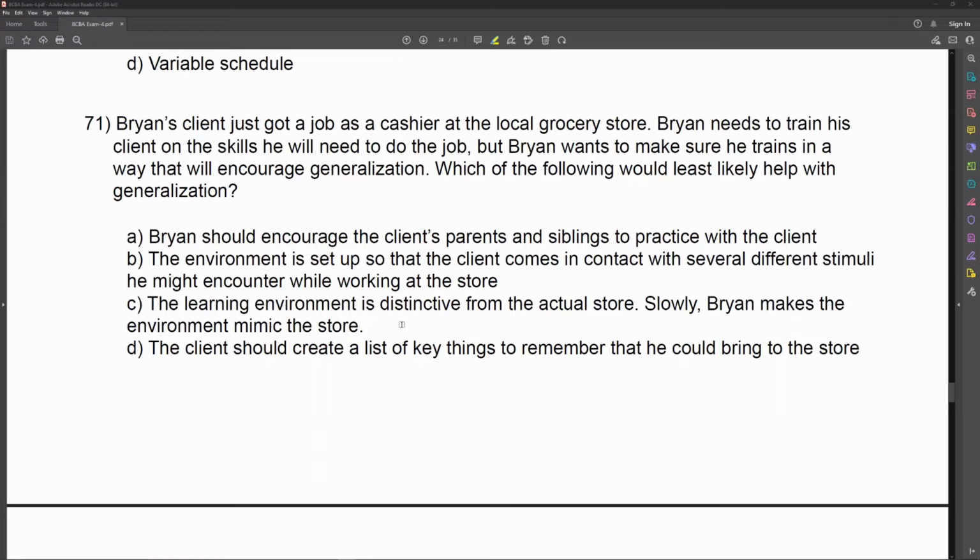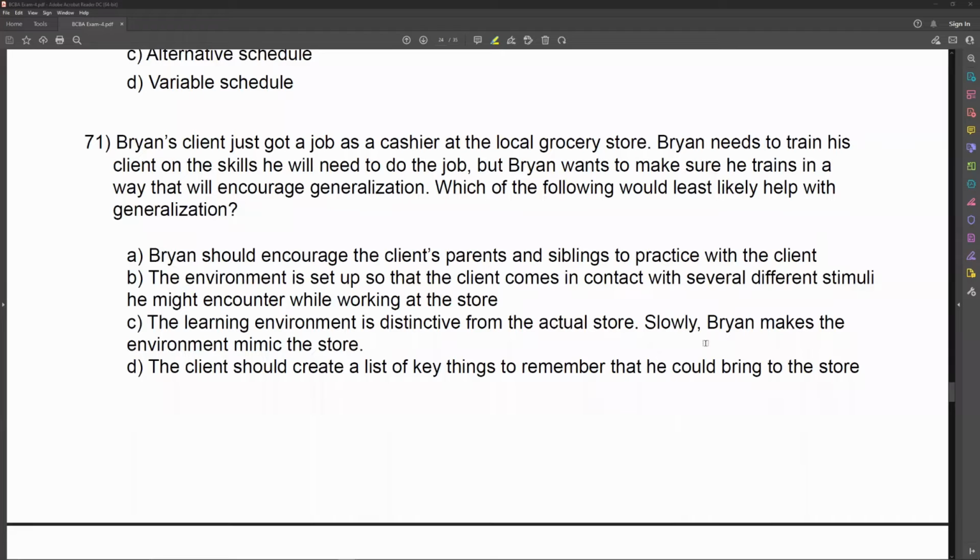What about C? The learning environment is distinctive from the actual store. Slowly, Brian makes the environment mimic the store. Will it help generalization if we make the learning environment different or distinctive from the actual store? No, we want the learning environment to be as close as possible to the actual store. So although slowly Brian makes the adjustment, right? If we start as being distinctive from the actual store, okay, we're not encouraging generalization. So far C is the least likely to encourage generalization.